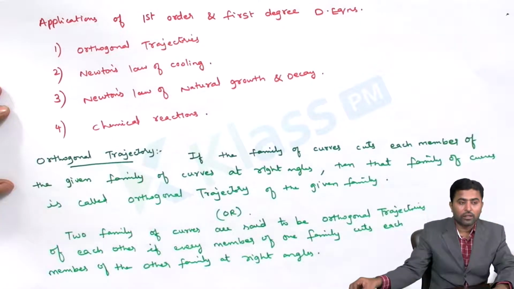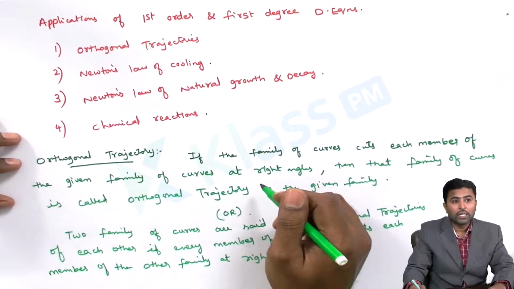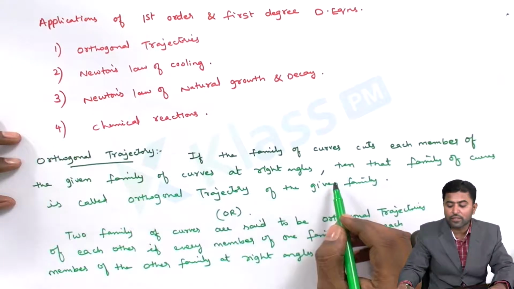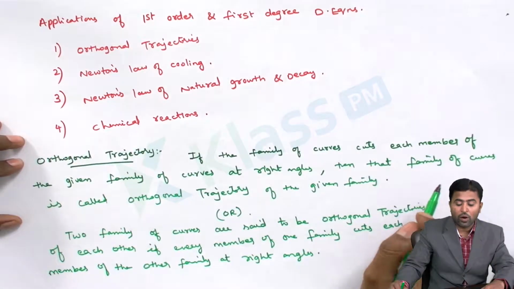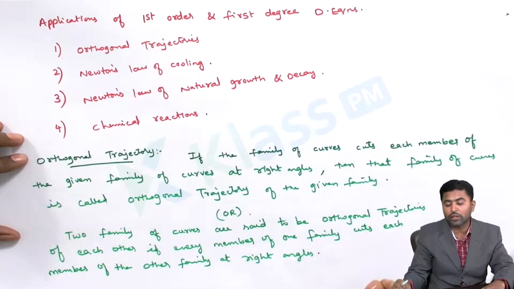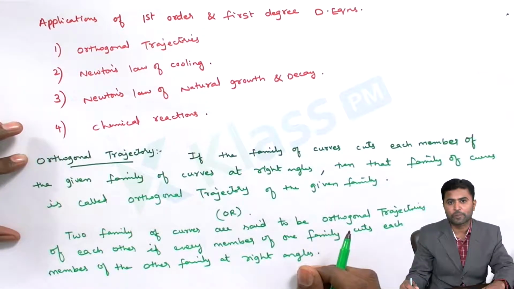Then let's start the first one, that is orthogonal trajectories. If a family of curves cuts each member of the given family at right angles, then that family of curves is called the orthogonal trajectory of the given family. Or we also write it as: two families of curves are said to be orthogonal trajectories to each other if every member of one family cuts each member of the other family at right angles.